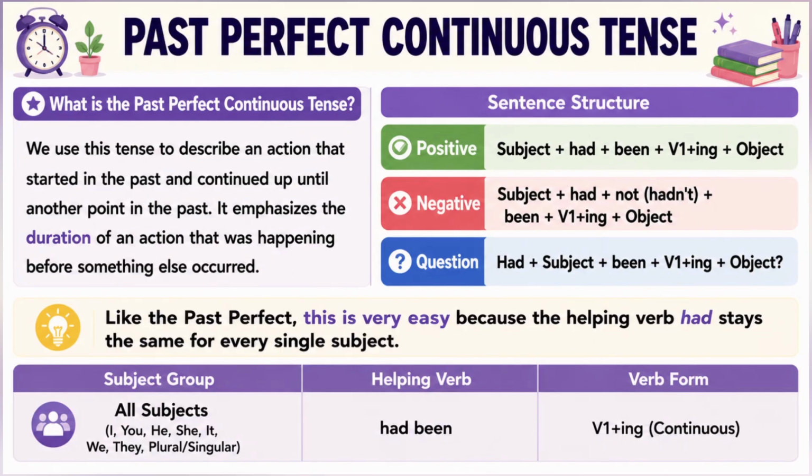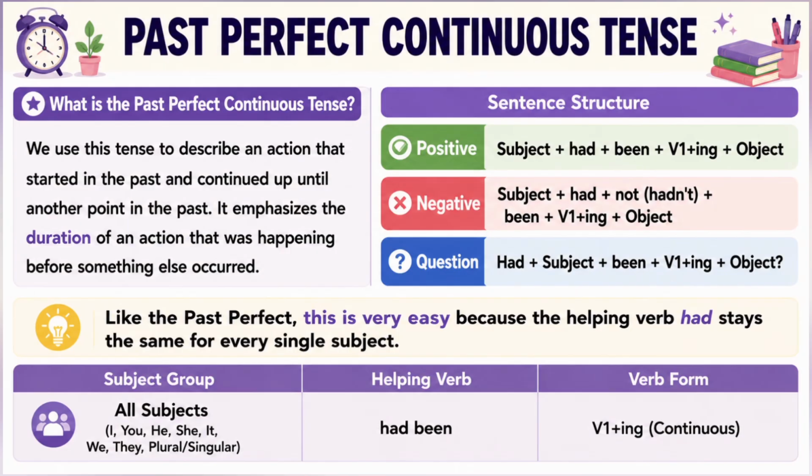The past perfect continuous tense is used to describe an action that started in the past and continued up until another point in the past. It emphasizes the duration of an action that was happening before something else occurred. Now let's learn the sentence structure. For positive sentences, the structure is subject plus had been plus verb 1 plus ing plus object. For negative sentences, the structure is subject plus had not or hadn't plus been plus verb 1 plus ing plus object. For questions, the structure is had plus subject plus been plus verb 1 plus ing plus object.